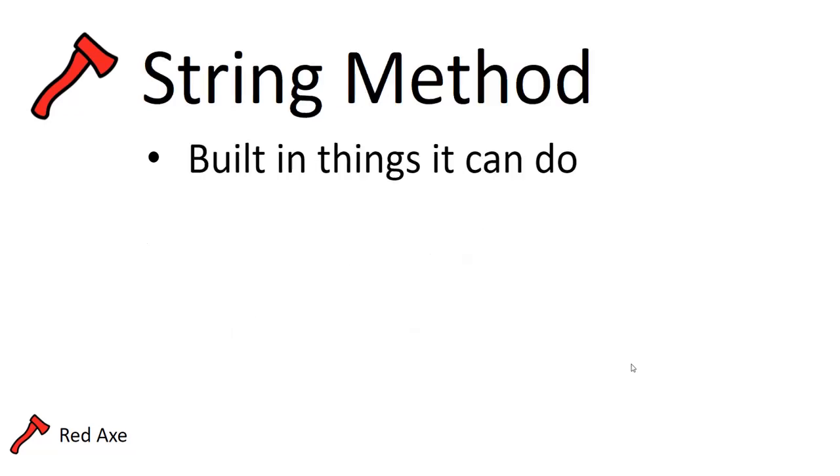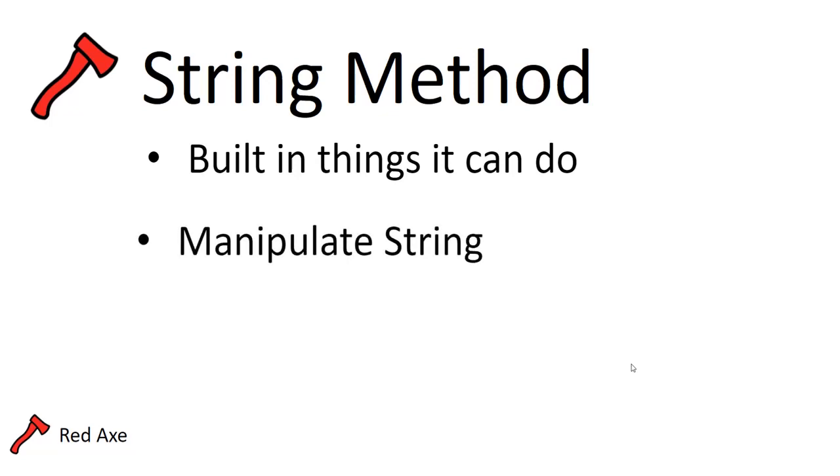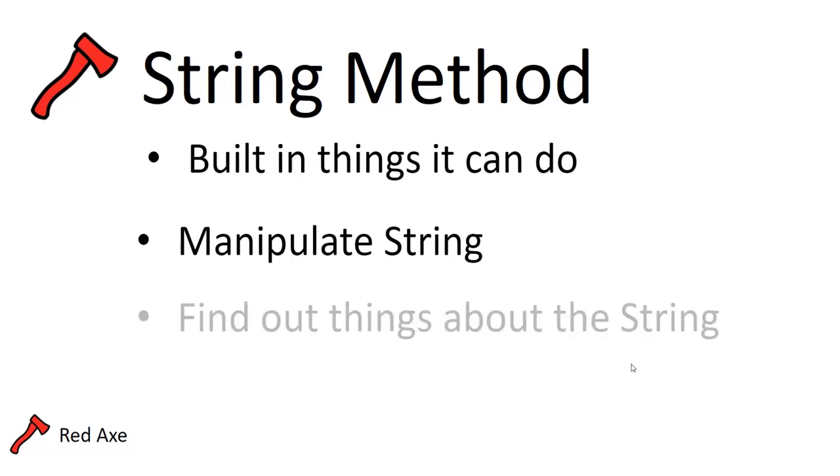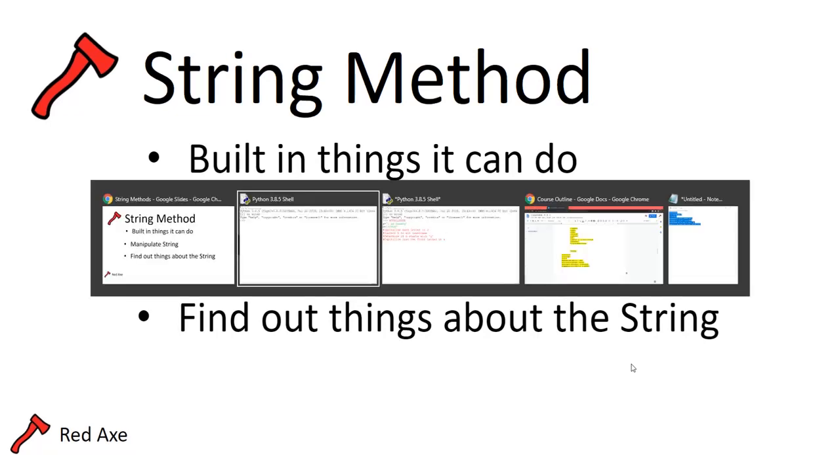So what's a string method? In Python, it's built-in things that a string can do. So you can manipulate the string. You can make it all uppercase, all lowercase. You can make it title case. There's numerous things you can have a string do. You can find out things about that string. So this will make more sense if we head over to the interpreter.